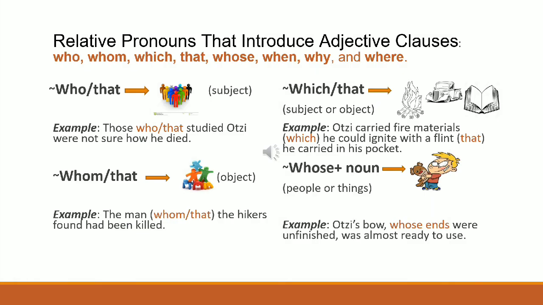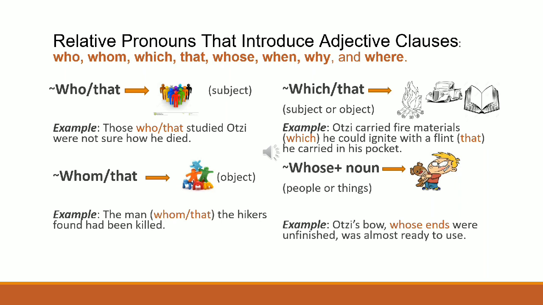Relative pronouns that introduce adjective clauses are who, which, that, whose, when, why, and where. Who or that as a subject. Example: those who studied Ozzy were not sure how he died. Which or that, subject or object. Example: Ozzy carried fire's material, which he could ignite with a flint that he carried in his pocket.